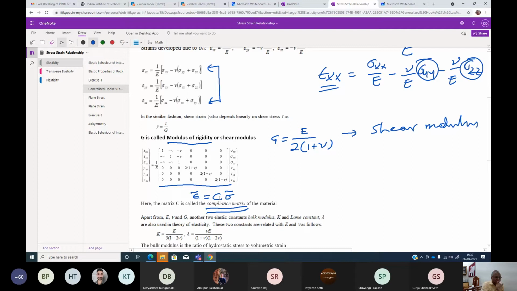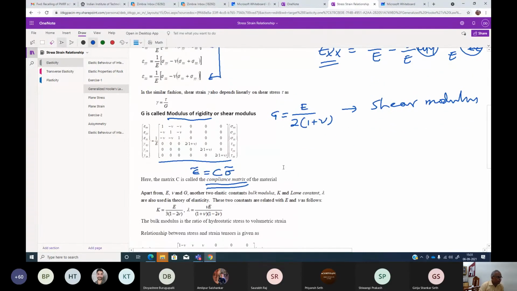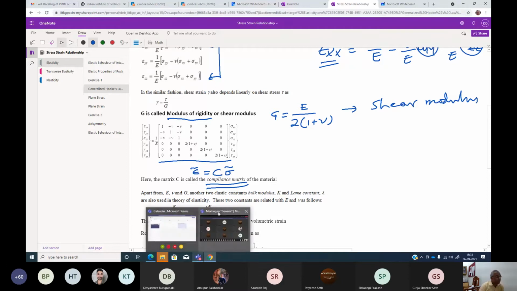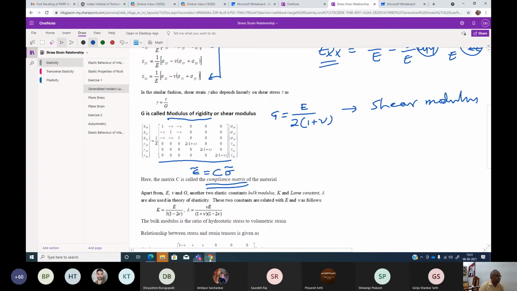Remember that. In plasticity, this relationship doesn't hold true. Okay, it is completely different. In elasticity, this is the relationship. Now, any questions so far before I go next? Everybody understood how this generalized Hooke's law has come? Especially the matrix, compliance matrix. No question. Everybody understood. Very good.